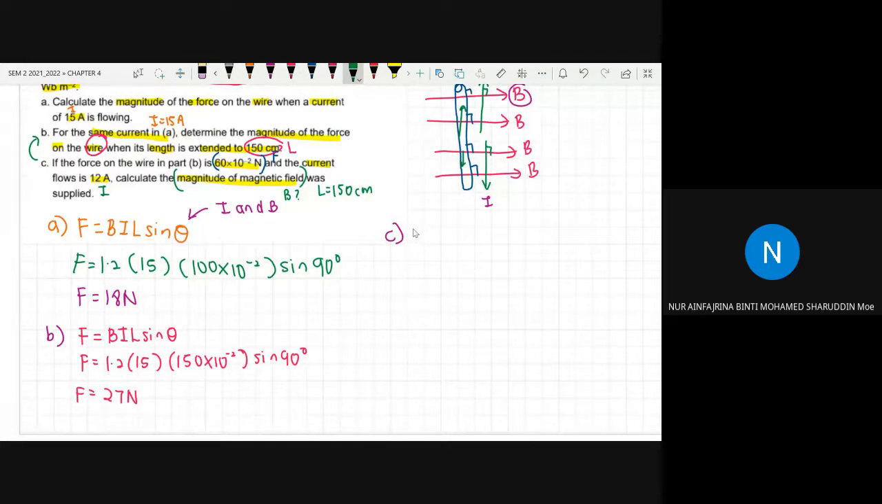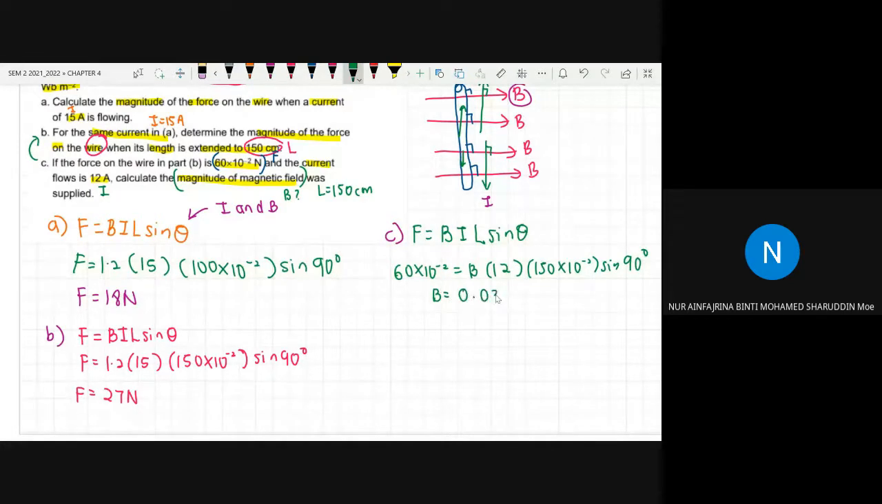So bila dia cakap magnitude of the magnetic field, you tak perlu nak bagi direction lah, sebab dia betul-betul minta magnitude. So F kita dia dah bagi tahu dah adalah 60 times 10 to power of negative 2. Magnetic field nak cari, current adalah 12 ampere, length kita adalah 150 times 10 to power of negative 2. Kita tak ubah kedudukan wire itu, jadi current dia masih 90 degree to the magnetic field. So you akan dapatlah magnetic field you 0.033 Tesla. Okay, boleh?